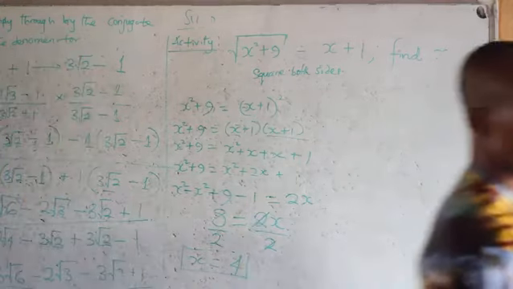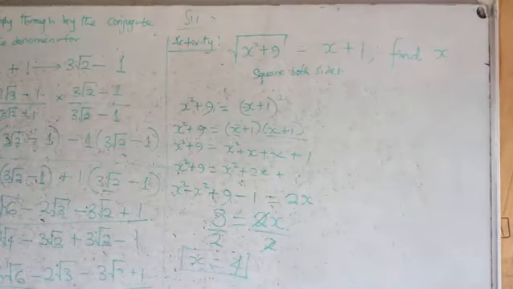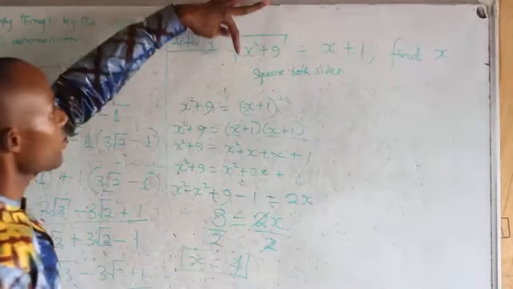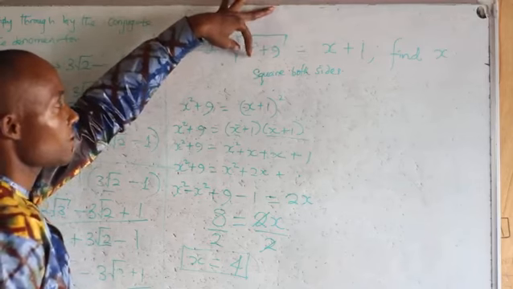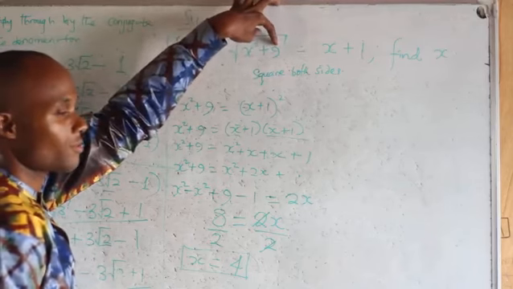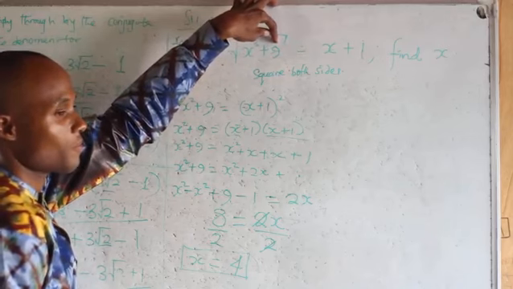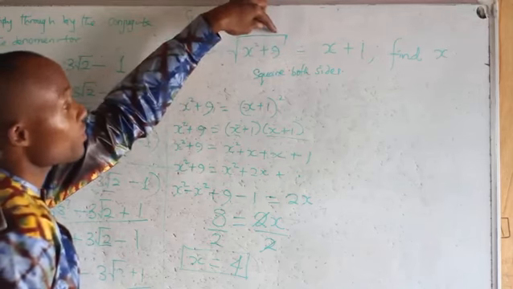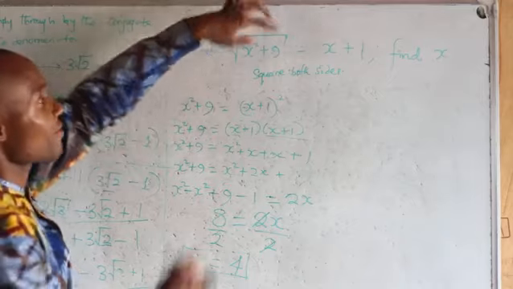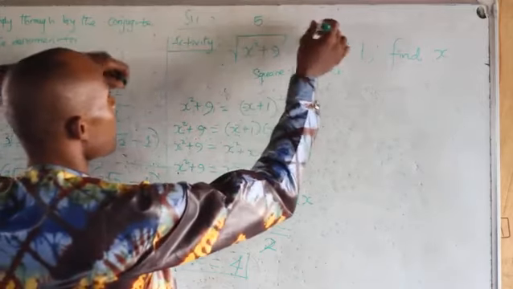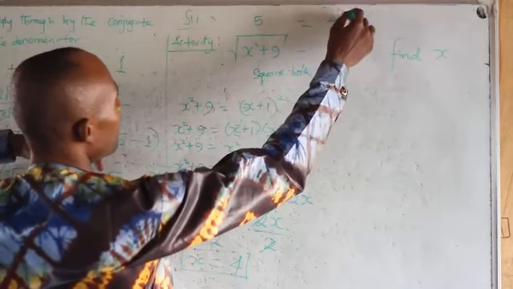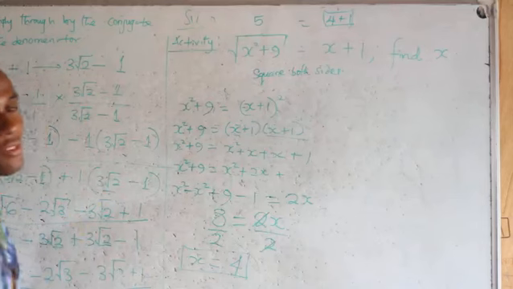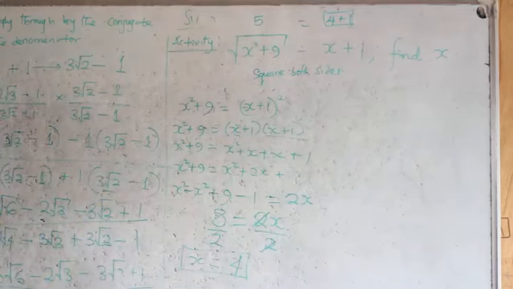Simple as that. Very simple. You want to check your answer? Put the value of 4 here. We have 4 squared plus 9. 4 squared is 16. 16 plus 9 is 25. Root of 25 is 5. This is equal to x plus 1. What is the value of x plus 1? Is it equal to 5? Yes. Then we are correct.